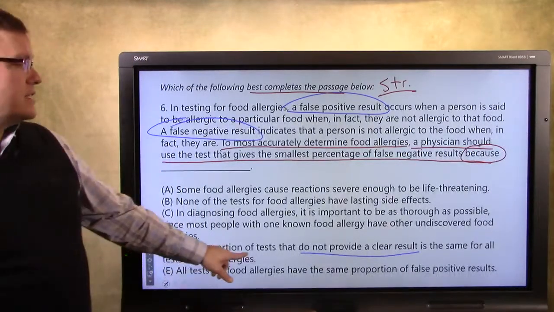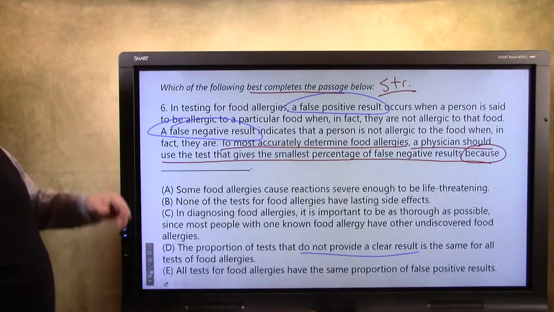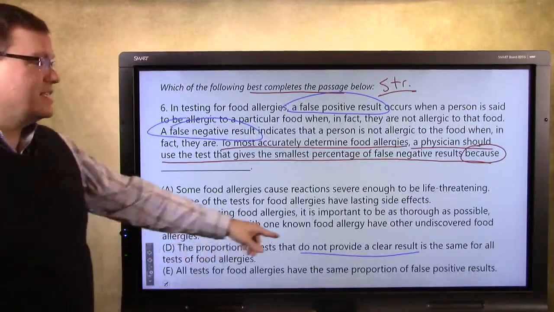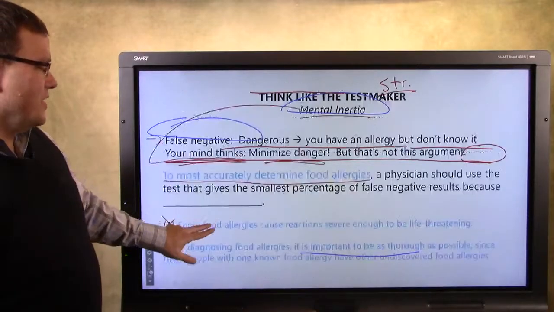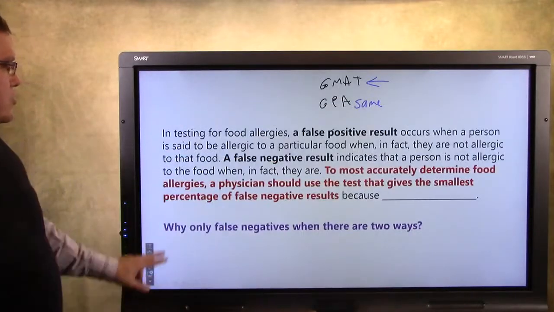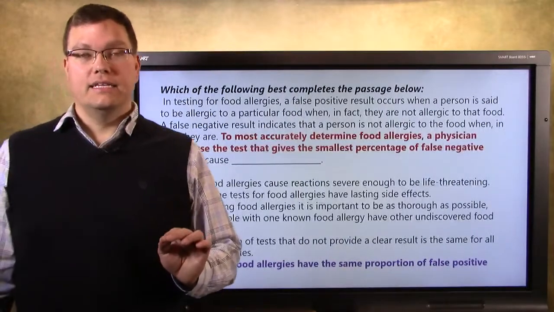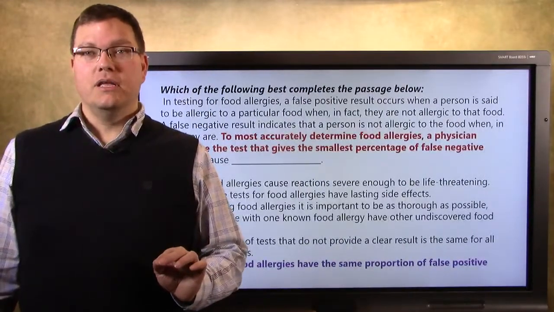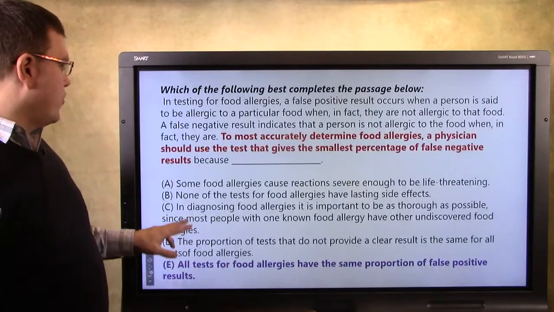The proportion of tests that do not provide a clear result is the same, okay? So it doesn't say proportion of false positives. Yeah, answer choice E is the one that says false positives. Answer choice E is the one for that. So tough question, and this particular question, mental inertia, right? Answer choice A and answer choice C, great trap answers.